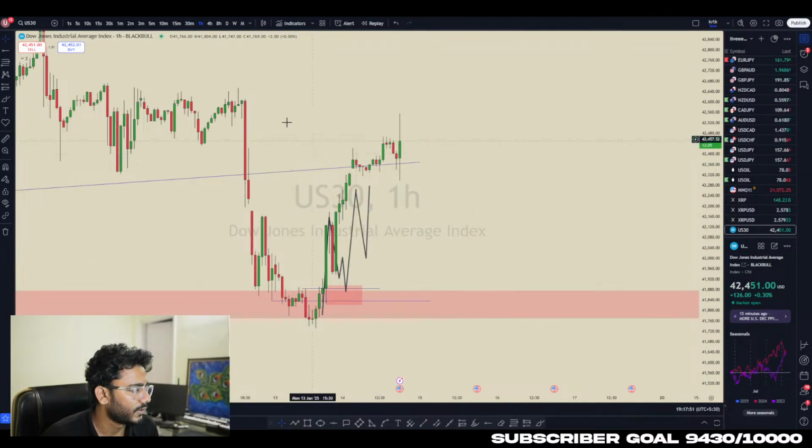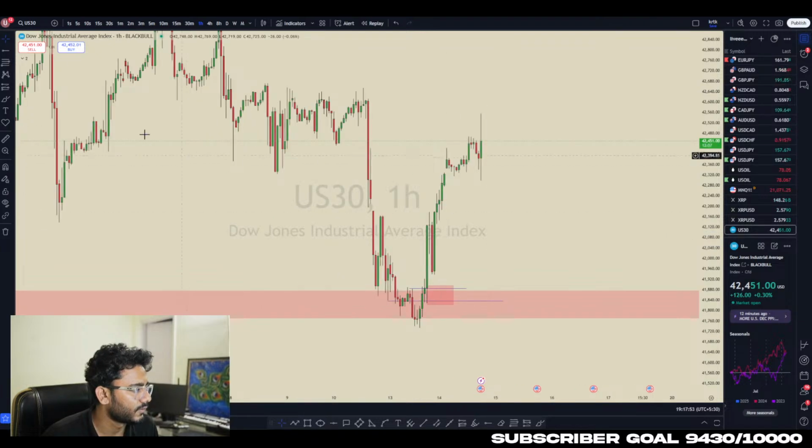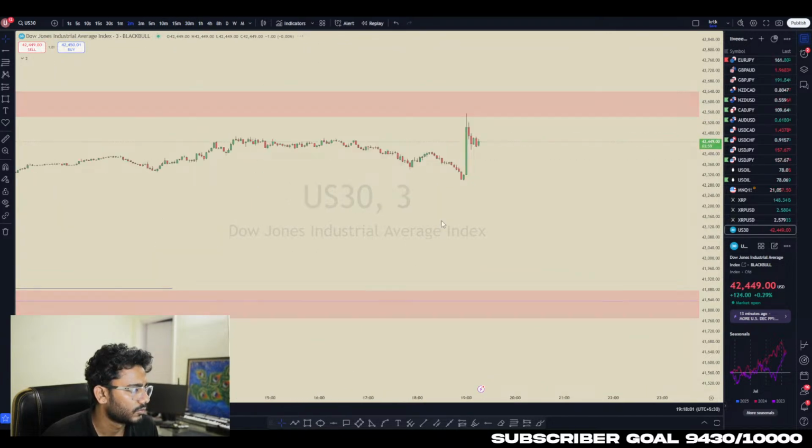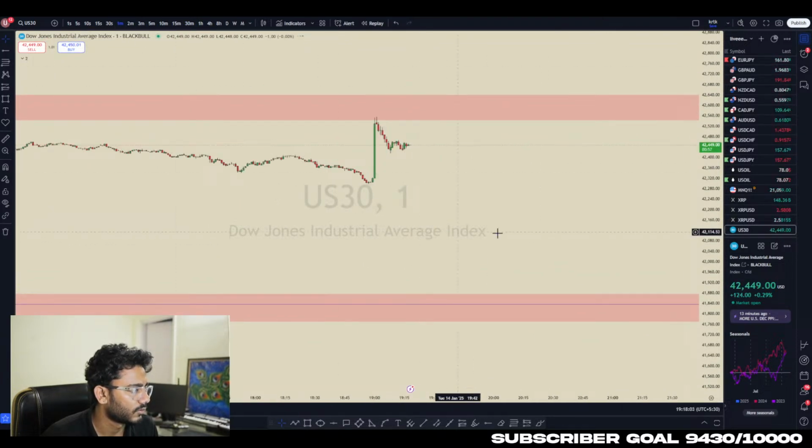On US30, we can see price has tapped this unmitigated order block, which was this one. So I think price can continue to the downside.